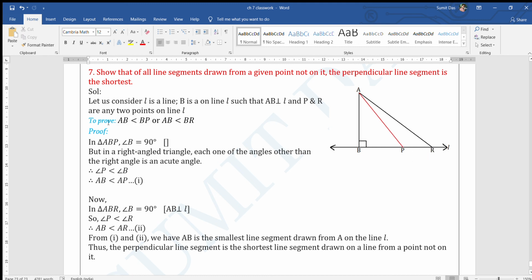To prove, what do you have to prove? AB is the smallest. We have to prove the perpendicular is the shortest. Understood? So AB is smaller than AP, and AB is smaller than AR. That we have to prove. Now for the proof, in triangle APB, angle B is 90 degrees. Why is B 90 degrees? Because AB is perpendicular to L, and you can write BP also, because BP is also on the same line.